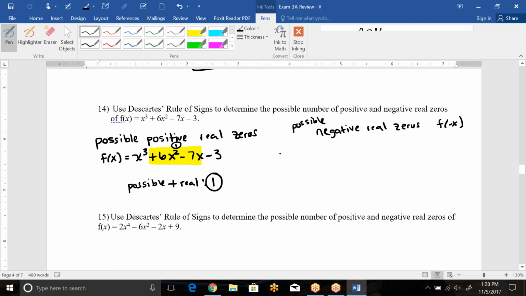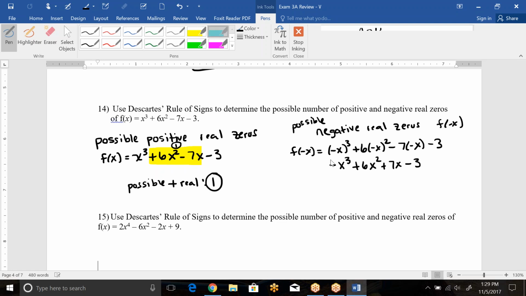Okay. Now when we look at f of -x, that's going to be -x cubed plus 6 times -x squared minus 7 times -x minus 3. -x cubed would be a negative. -x squared would be positive, times a positive would still be positive 6. Negative times a negative is a positive 7x, and then we have our minus 3. This time we go from a negative to a positive, which is one sign change. We go positive, positive, which is not a sign change, and then we go from positive to negative, which is another sign change.